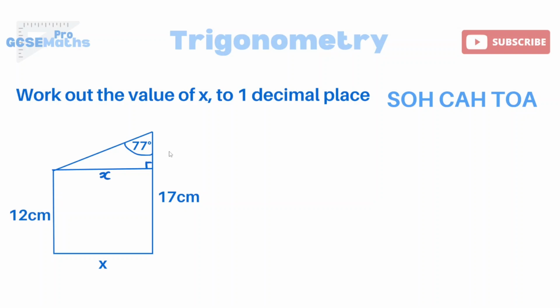But also I still need another side, don't I? I need two pieces of information to find out the third. That's where the 12 and the 17 come in. I could work out the height of this triangle.